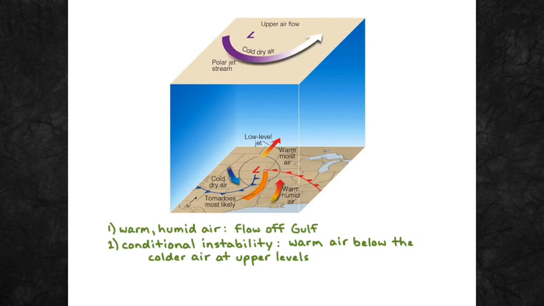You remember conditional instability is a state where the air in the updraft stays warmer than the environment. And that's more likely to happen if you've got warm air to start with, and then the air in the environment aloft is cold. If that's the case, then the air that's rising is more likely to be warmer than the environment and will keep going. So that's the kind of thing that will tend to produce conditional instability, warm air below, colder air aloft.